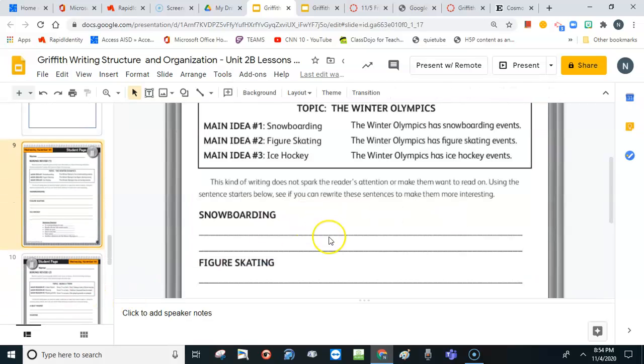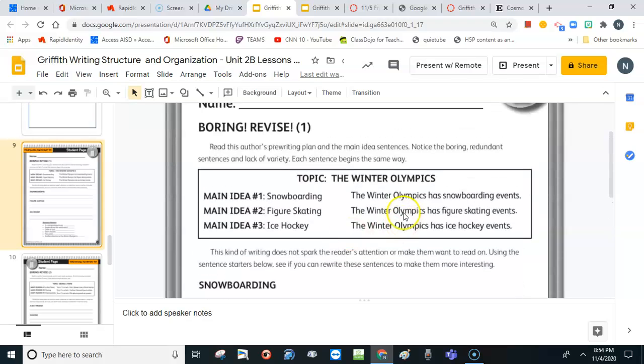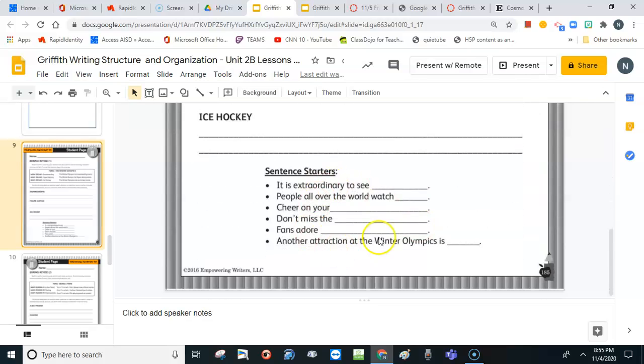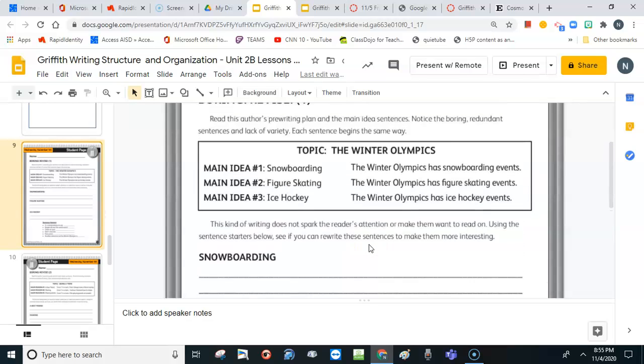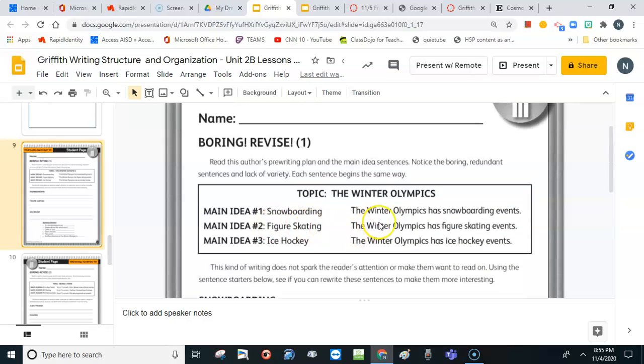Then yesterday, Wednesday, we were working with different, again, revising boring sentences that have the same beginning. And here are some sentence stems that you could use specifically for this topic. And so you wrote 3 sentences, each for the events in the Winter Olympics, using the same sentences below.